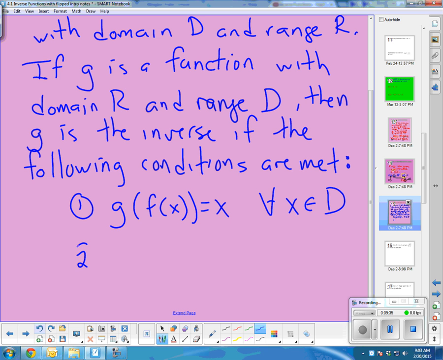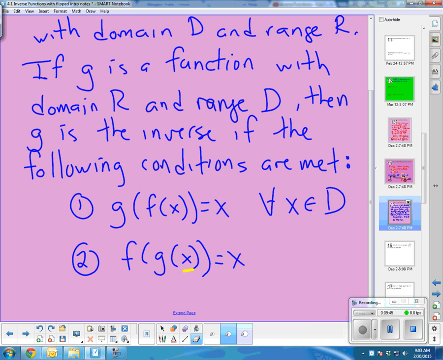But we also need f to undo g, which would look like this. If I take a value x, well actually we'll go with a y here to keep it a little cleaner. If I take a y, put it into g, get an answer, put that answer into f, I get my y back. Remember that the statement said they need to undo each other. It is not enough that g undoes f. I also need f to undo g.